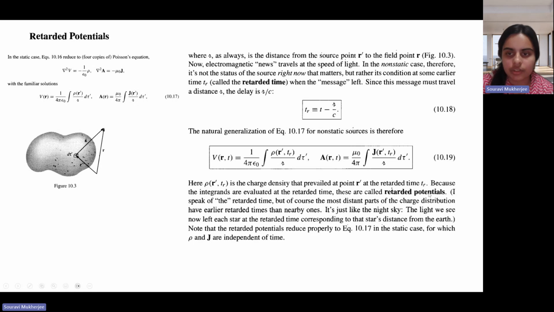Okay. So these are called retarded potentials. This is just like the light that we see: when you're looking at the sky, you are actually looking at the past, because the light that is reaching us from a star started from the star way before.